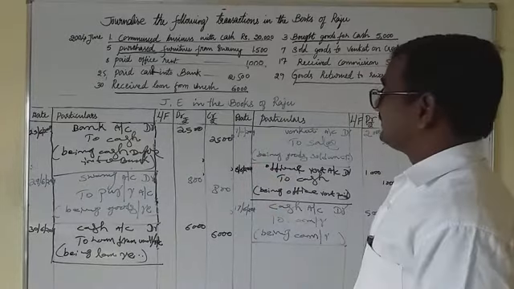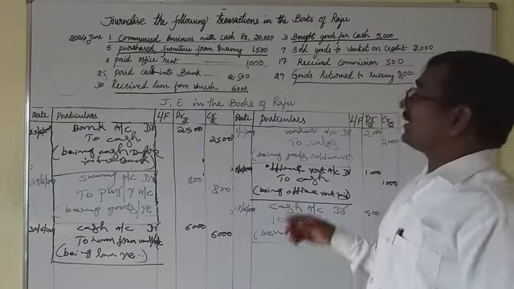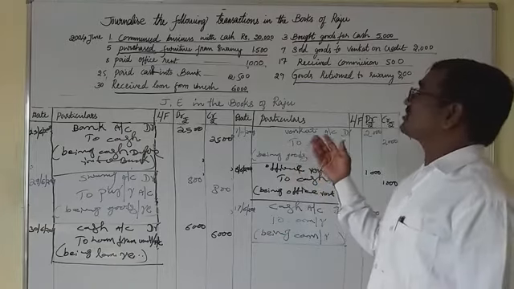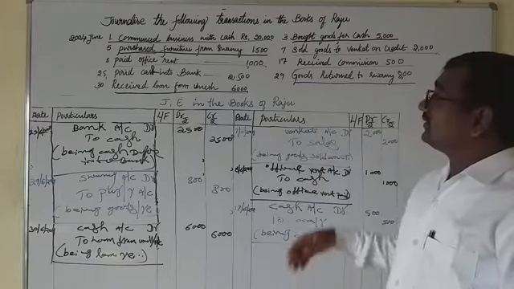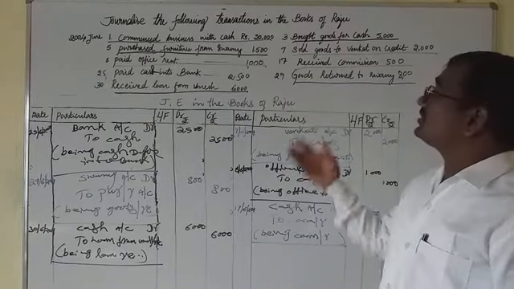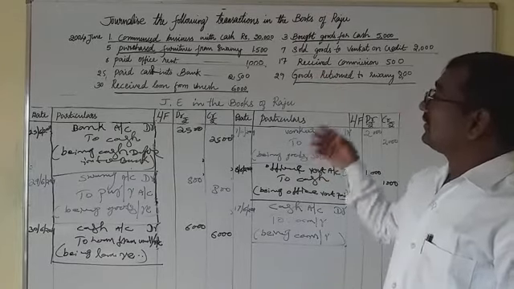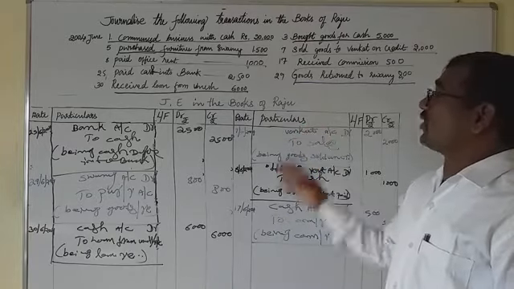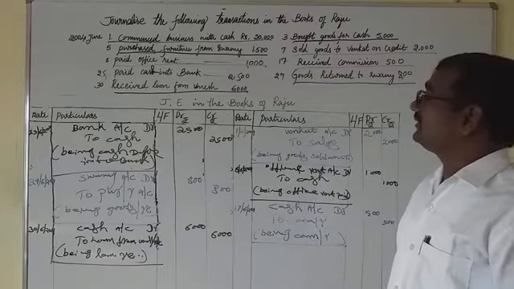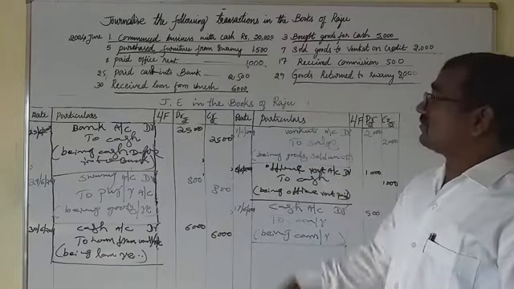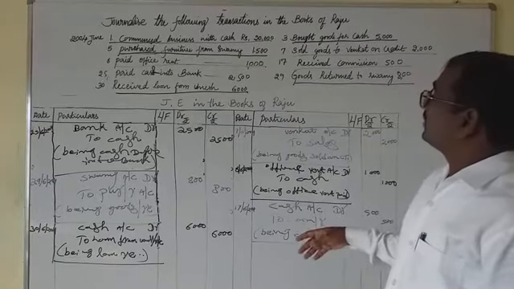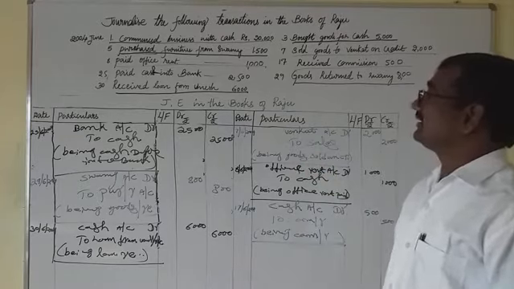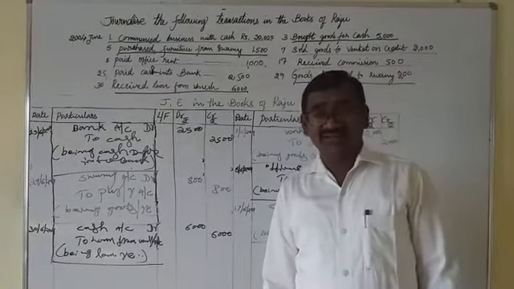So these are the journal entries for the above transactions. Commenced business with cash rupees 20,000: apply the real account rules, cash account debit to capital account. Purchased furniture from Swami, a credit transaction: furniture account debit to Swami account. Like these, we passed the journal entries for these transactions.